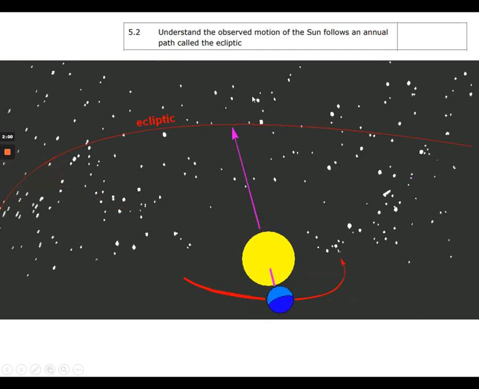Now the sun isn't going through it, obviously. It's us moving around the sun. So we get to see the sun at different angles, and its background is always a different patch of sky. Well, actually, there's only 12 patches of sky that it goes through, and those are the constellations of the zodiac.